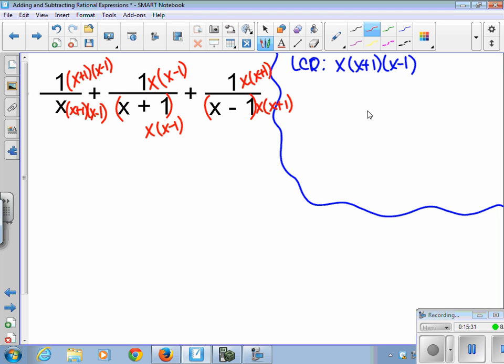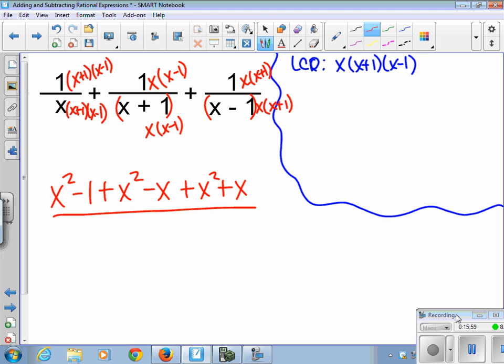So across the top, we foiled this a whole lot today, so I'm going to go ahead and foil it again. I know it's going to foil into x squared minus 1. There are no minuses in this problem, and so I don't have to worry about distributing a negative. So I'm going to just distribute that x, so that's going to be plus x squared minus x. Then my last fraction is going to be plus x squared, and then plus x. And I know that's all over the common denominator, which is x times x plus 1, x minus 1.